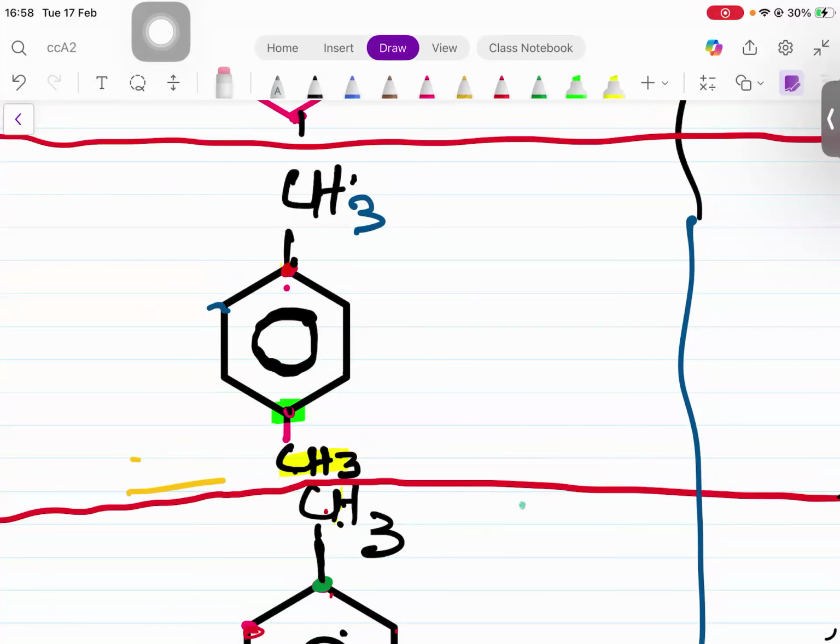Okay, how many? Ayla, say it again. They're one. One peak for all these 6 and 2, 8 carbons. They're all attached to a benzene ring.